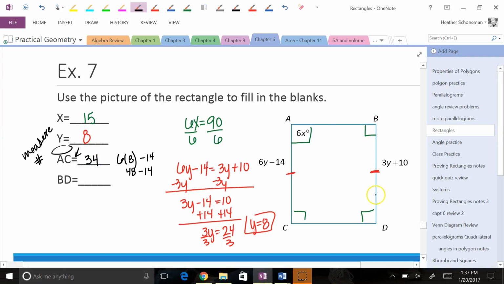Now they want BD. That's the right side. Well, I could plug it in, but if the left side is 34, the right side has to be 34 because opposite sides are congruent. Okay, I'd like you to pause the video for a second and then try example 8 on your own.